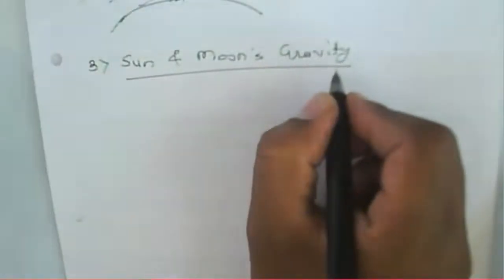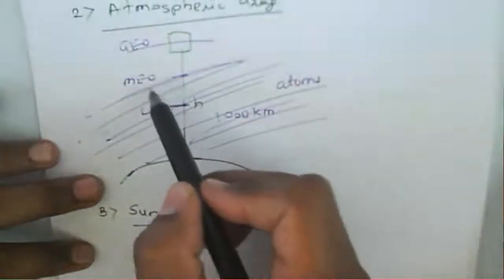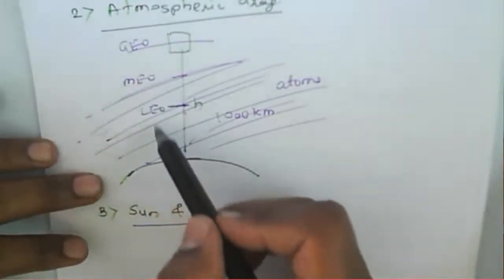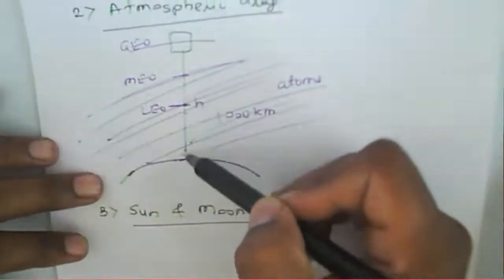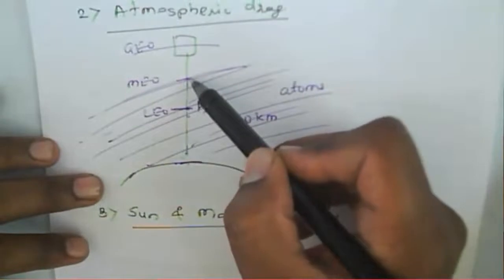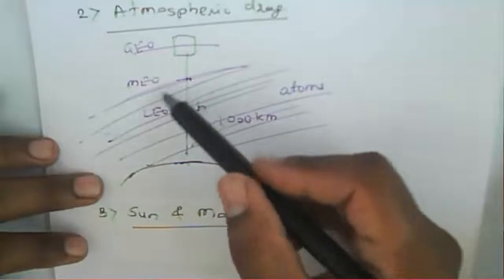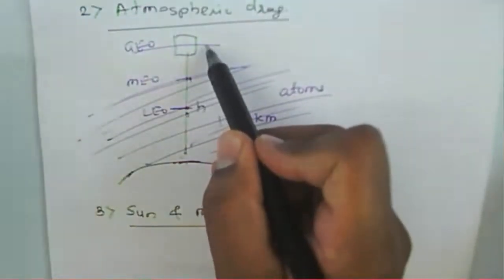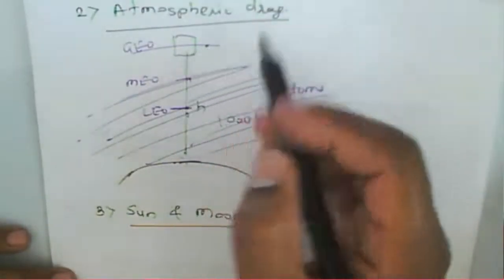Next perturbation is about the sun and moon's gravity. In the sun and moon gravity, the low Earth orbit satellite and the medium Earth orbit satellite are not affected because they are nearer to the Earth's atmospheric surface. Earth surface means altitude is low. Here it is 10,000 to 20,000, and this one is about 400 to 1,500. So these satellites do not get affected.